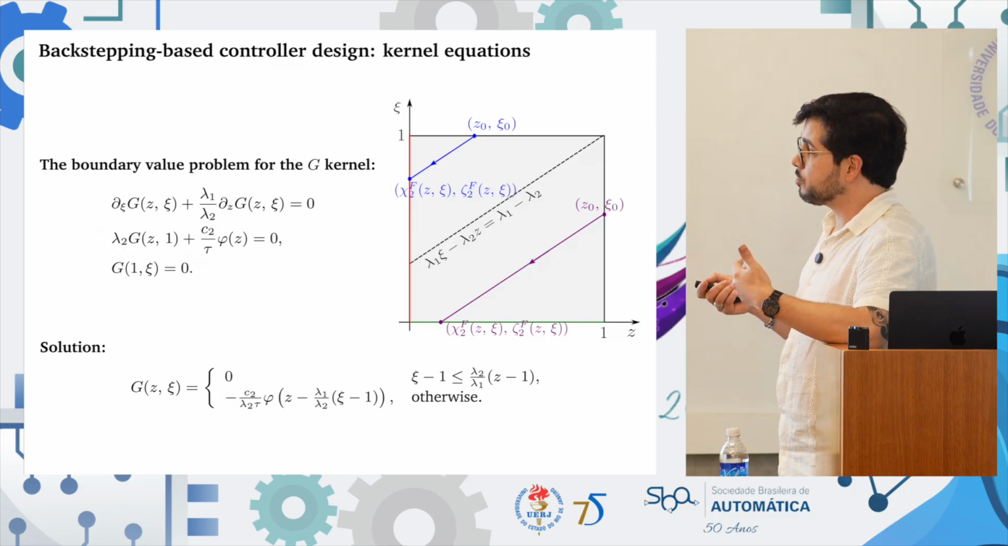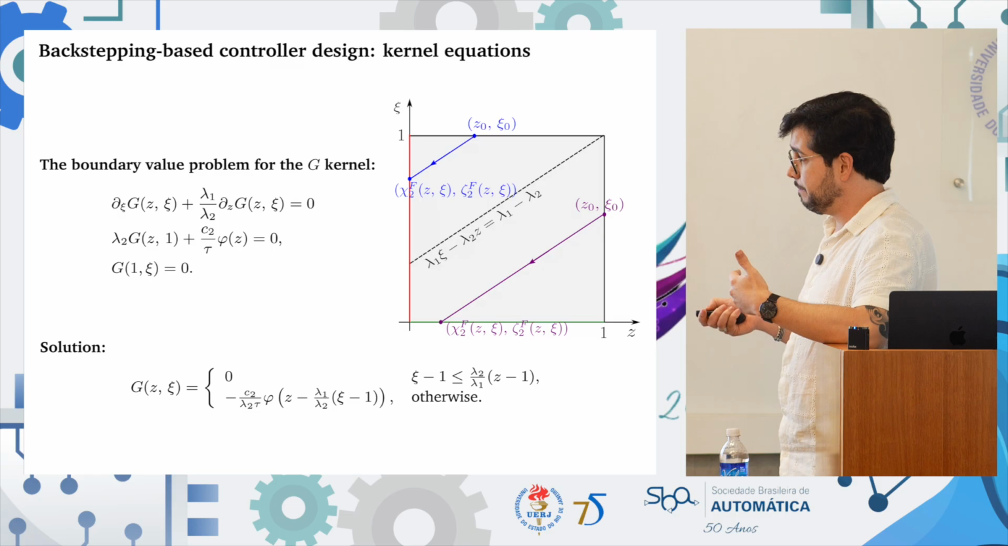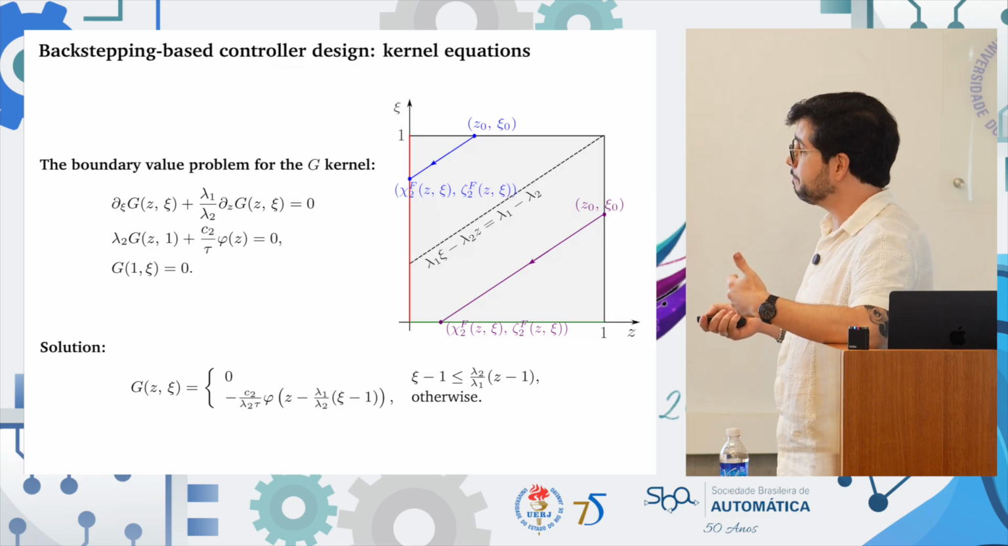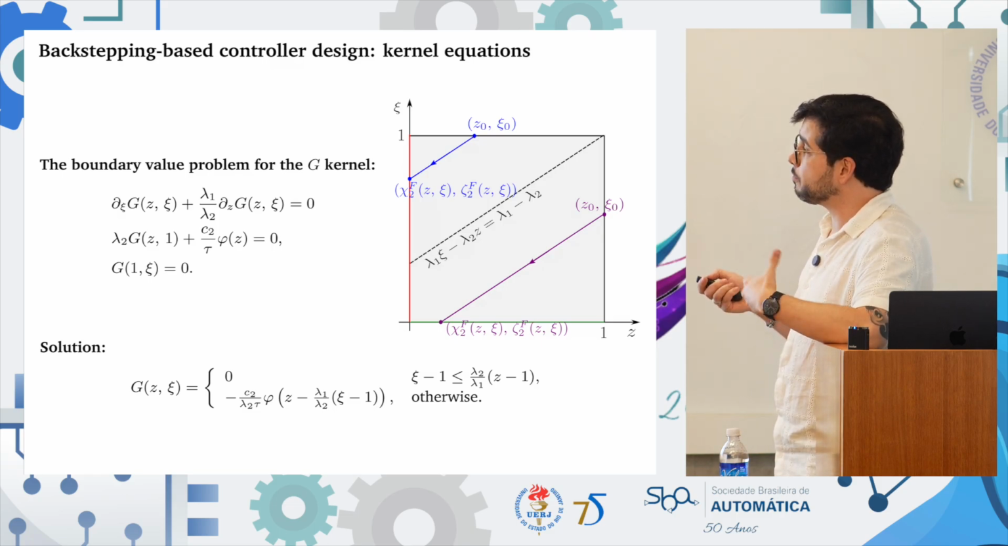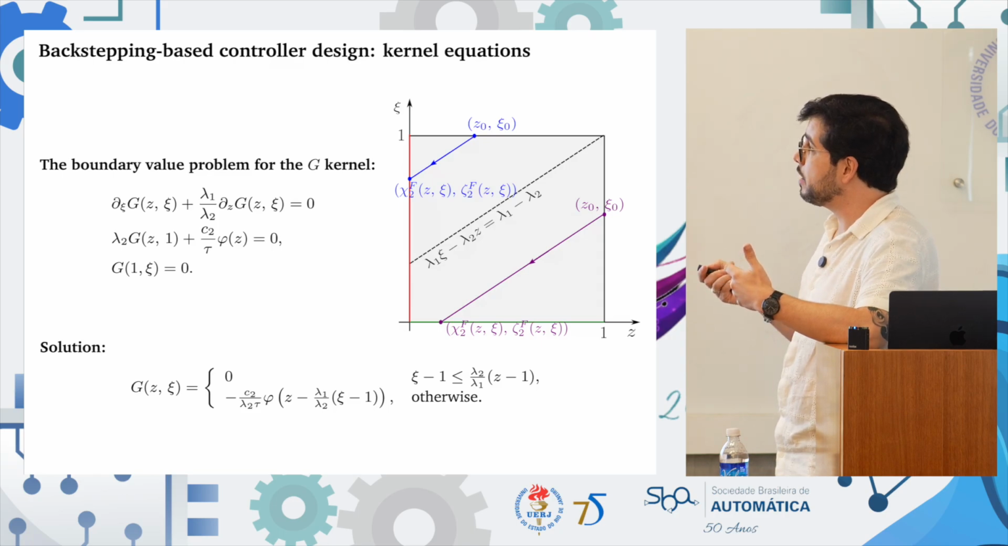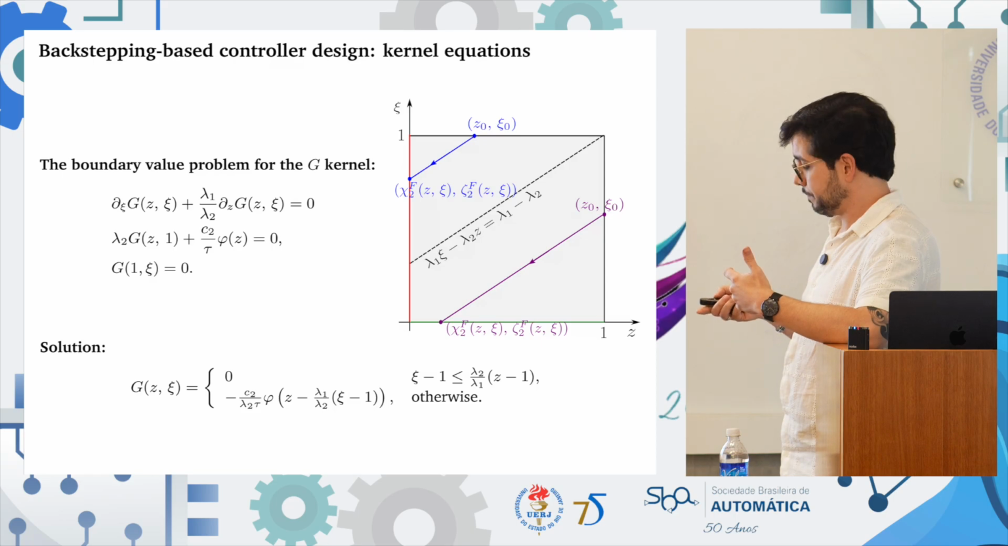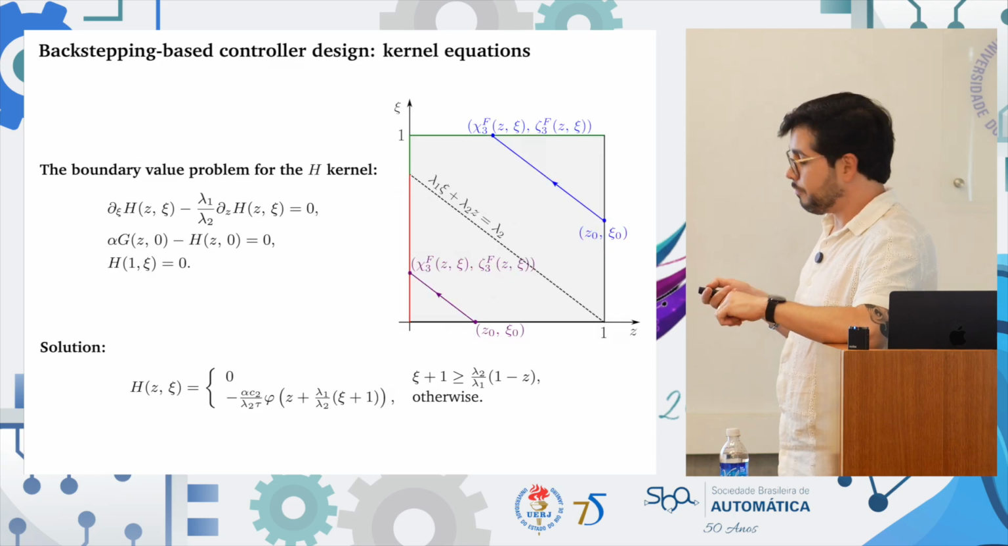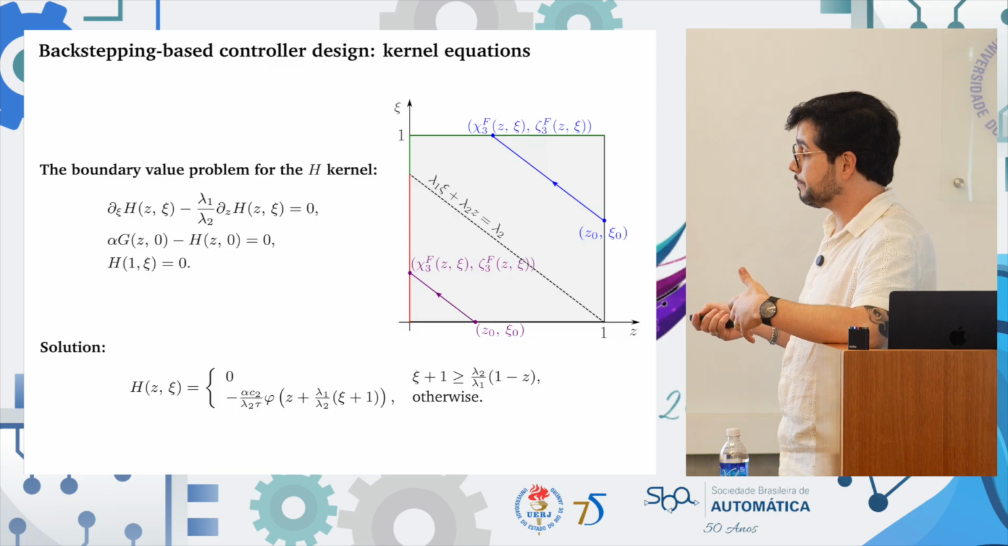Similarly, we can find a solution for the kernel G, which gives this expression. Here we have a much more complex equation because we are in a square domain, with two boundary conditions here. And for the kernel H, similarly, we can solve using the method of characteristics, and we obtain the explicit solution.